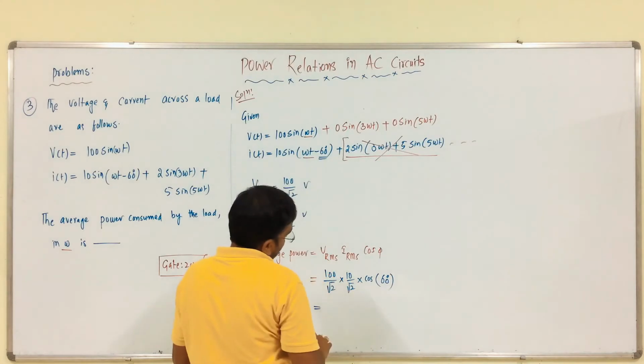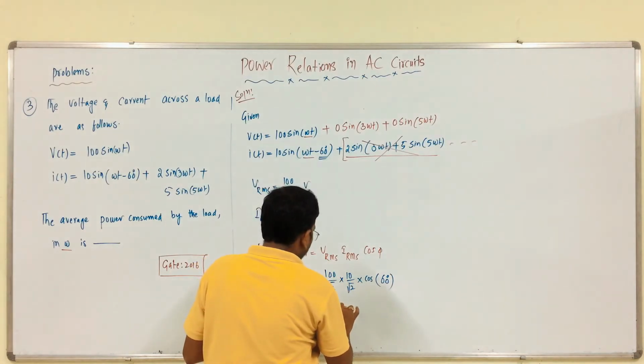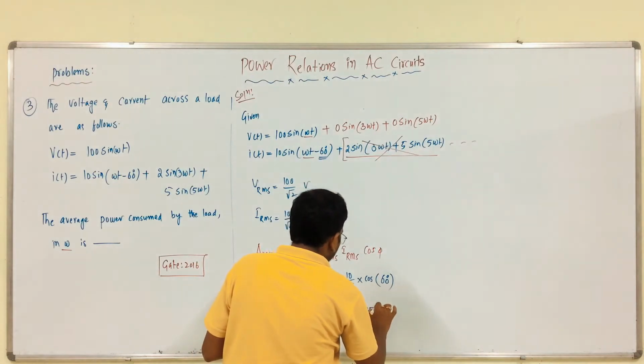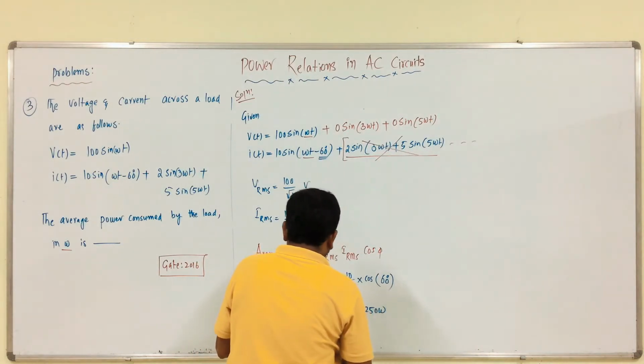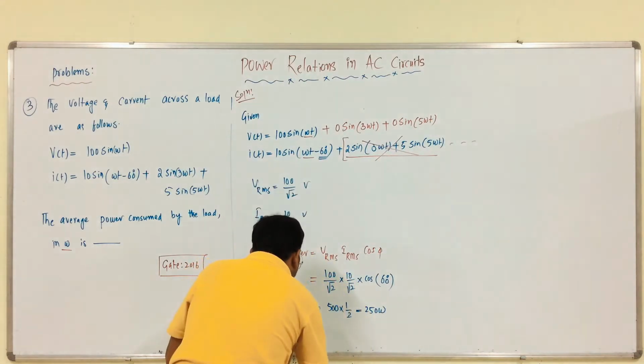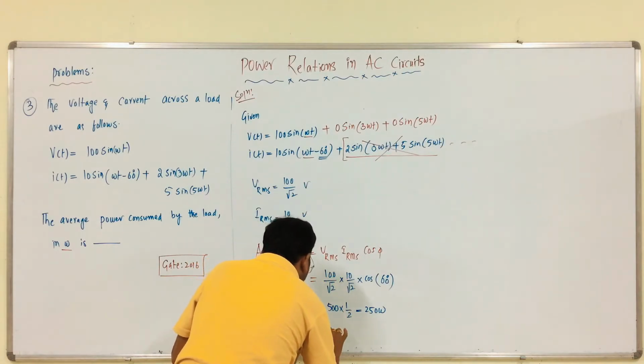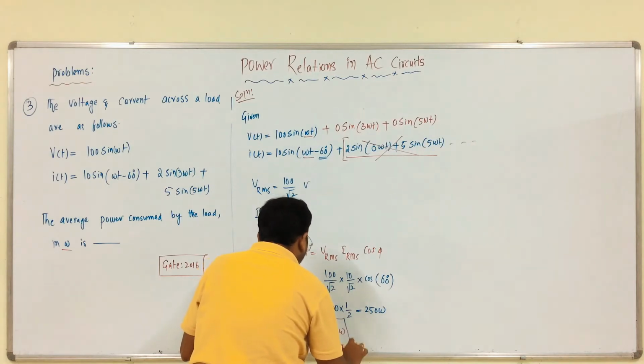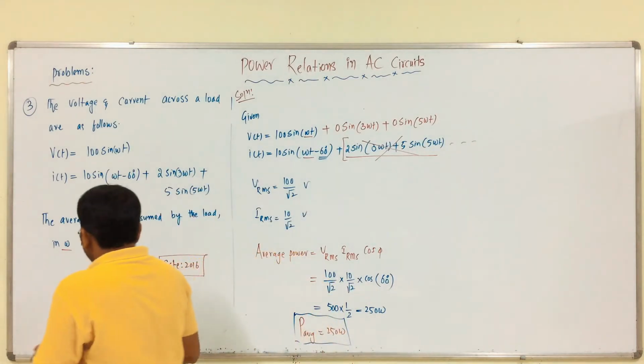So, 1500 into cos 60, which is 1 by 2, which is nothing but 250 watts. P average is equal to 250 watts.